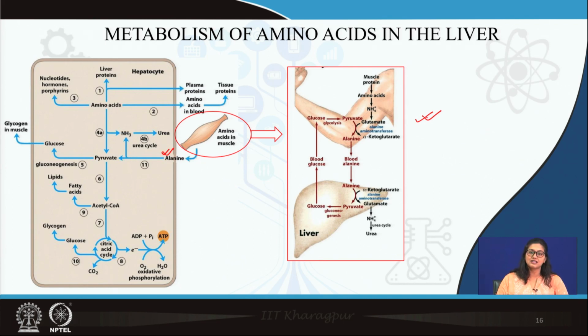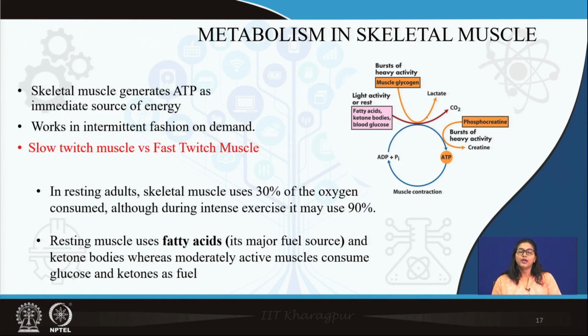The main purpose is not only to provide the carbon skeleton during gluconeogenesis, but also ammonia, which is formed during the deamination or transamination of amino acids or proteins in skeletal muscle, cannot be excreted there; it has to come to liver for its excretion. Then we are moving to metabolism in skeletal muscle. Now remember, skeletal muscle is the organ which has an intermittent fashion of energy demand, and ATP here is utilized as the immediate source of energy.